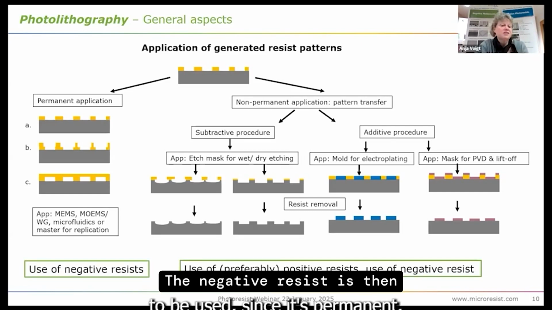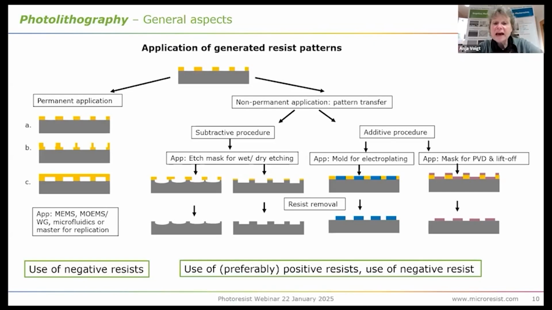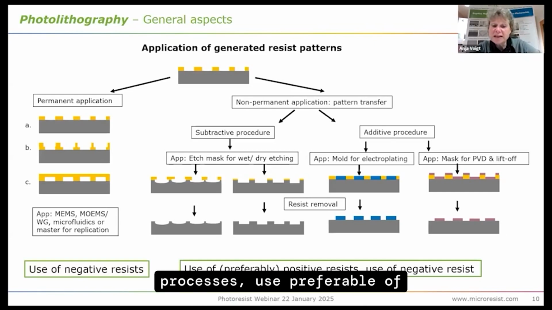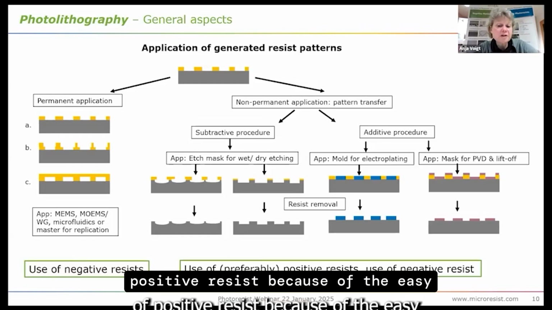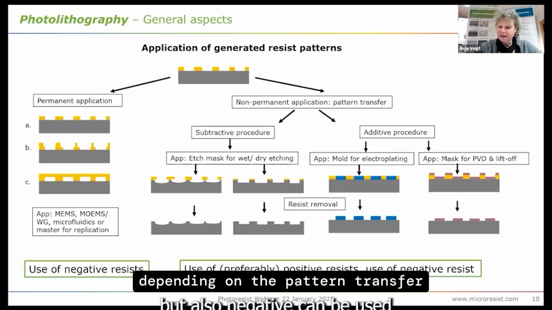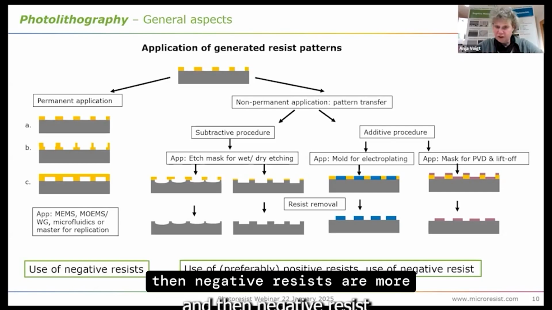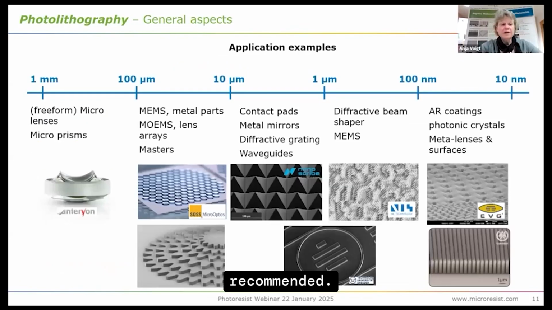For the permanent application, nearly in all cases, negative resists are recommended since it's permanent. The negative resist is then cross-linked and mechanically stable. And for the pattern transfer processes, preferably a positive resist is used because of the easy removability of the positive resist, but negative can also be used depending on the pattern transfer process. Sometimes the pattern transfer process is very aggressive, and then negative resists are more recommended.